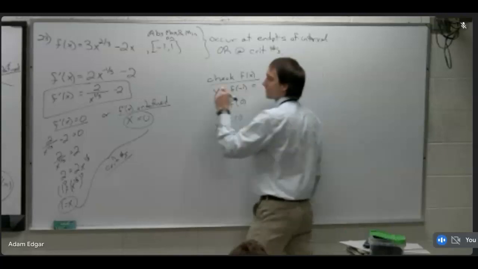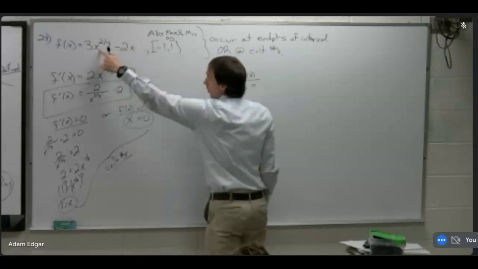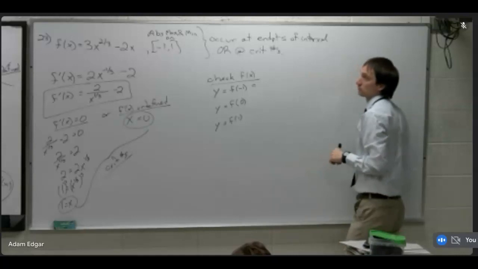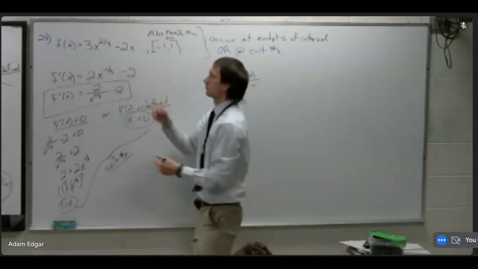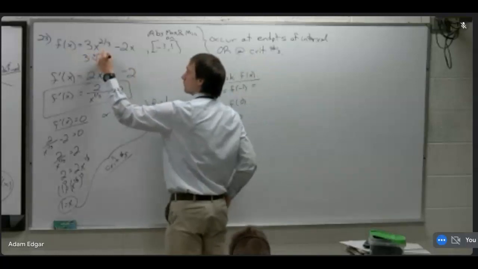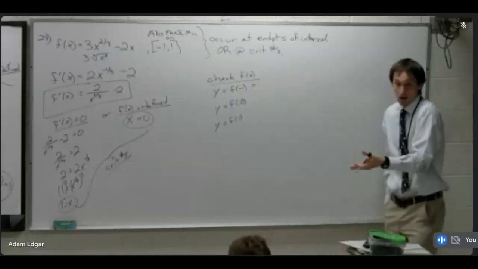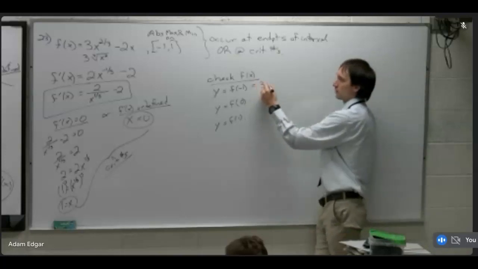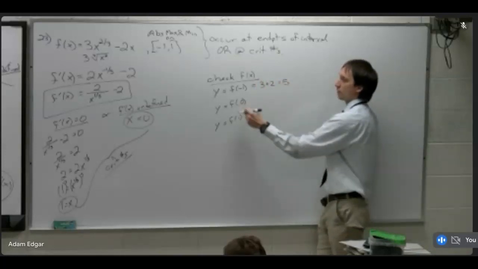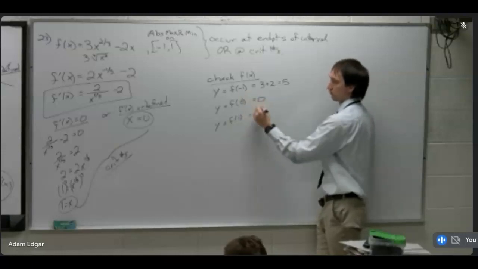So when you plug in -1, go ahead and do that. What's -1 to the 2/3? It's just 1. Why is it just 1? Because you use power over the root. Like the -1 inside the root. Yeah. So you're squaring it. That makes it positive, and then you cube root it. It's still positive. So that's going to be what? 3 plus 2 is 5. If you plug in 0, what do we get? If you plug in 1, what do we get? So who's the absolute maximum?